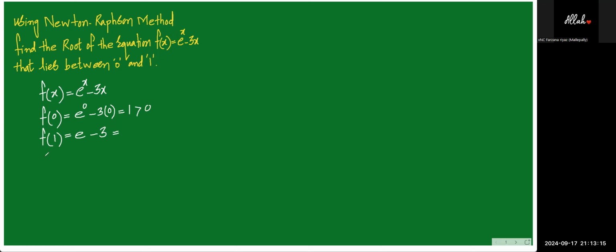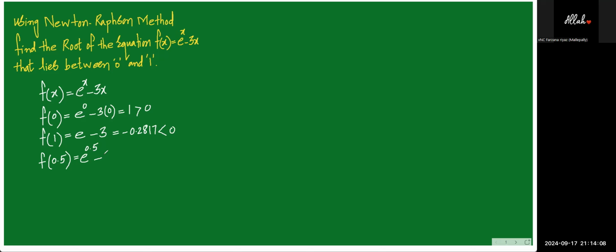See what the answer of e minus 3 is. Use the calculator for this. e minus 3 value is minus 0.2817, which is less than 0. So one value should be less than 0.